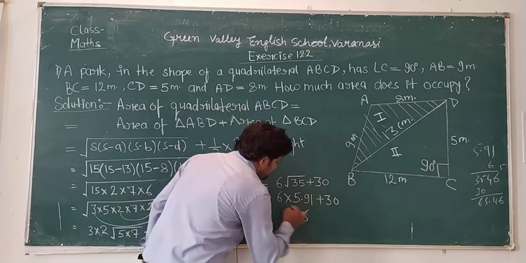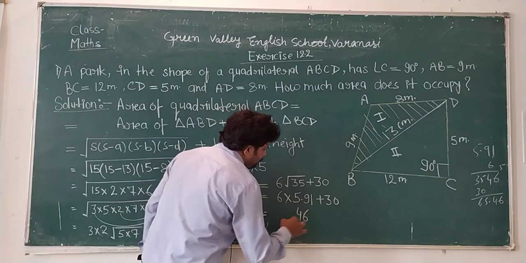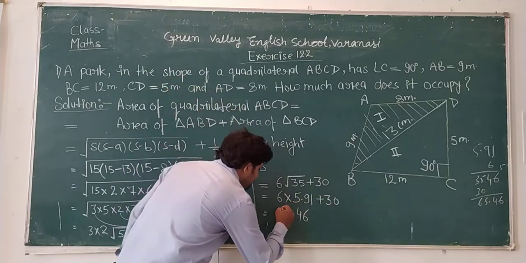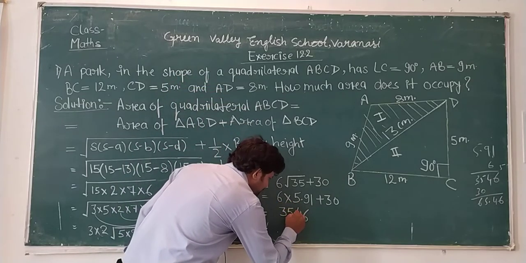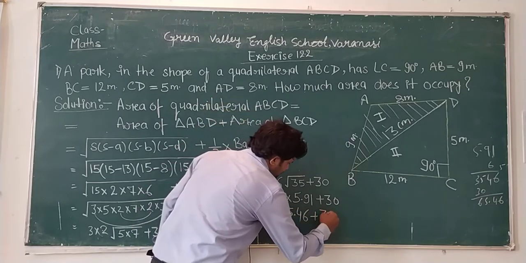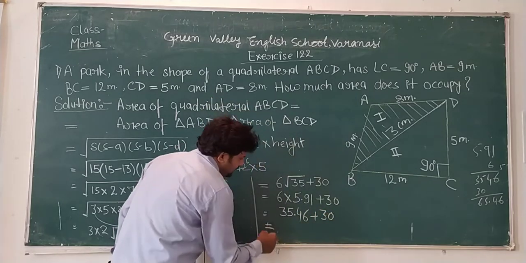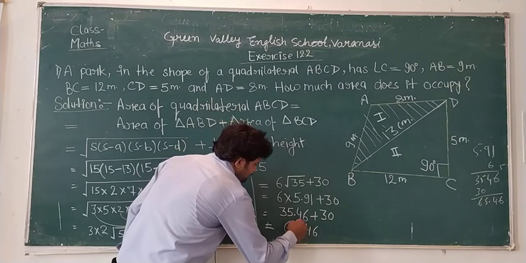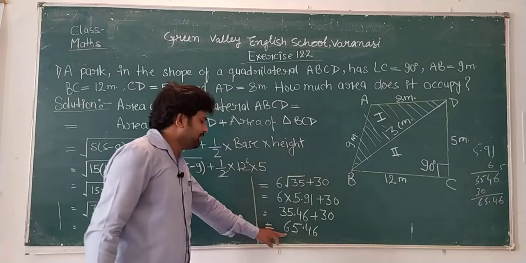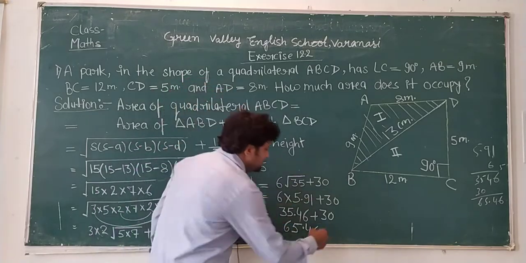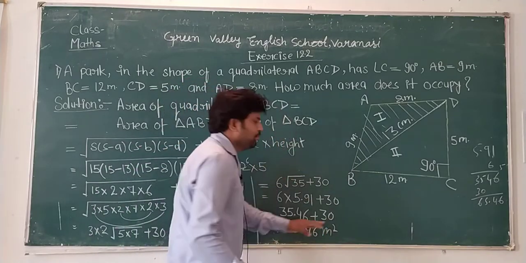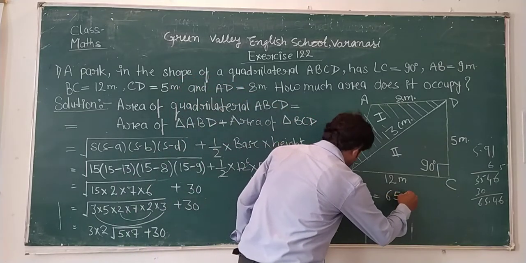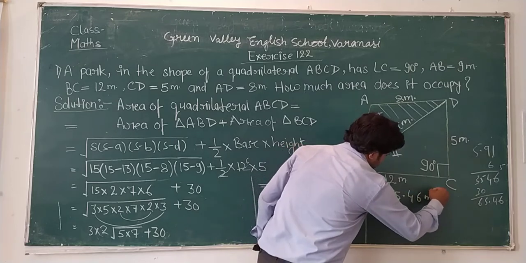6 times 1 is 6, 6 times 9 is 54, carry is 5, 6 times 5 is 30, 30 plus 5 is 35. 35.46 plus 30. Then we get 30 plus 35, 65. 65.46 meter square, and we write the approximate value 65.46 meter square.